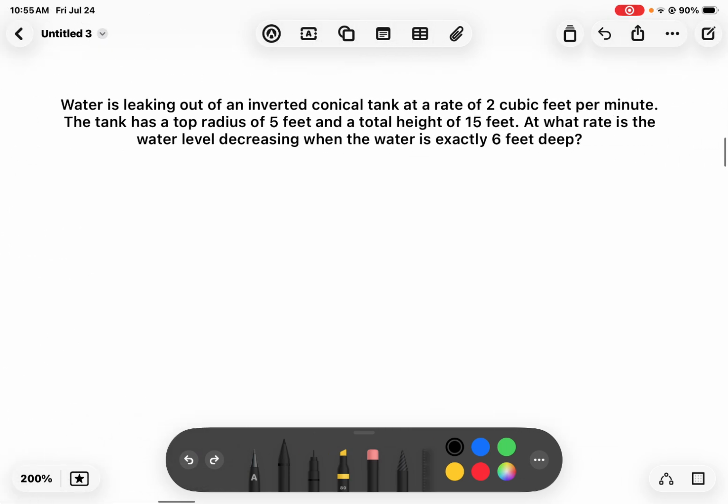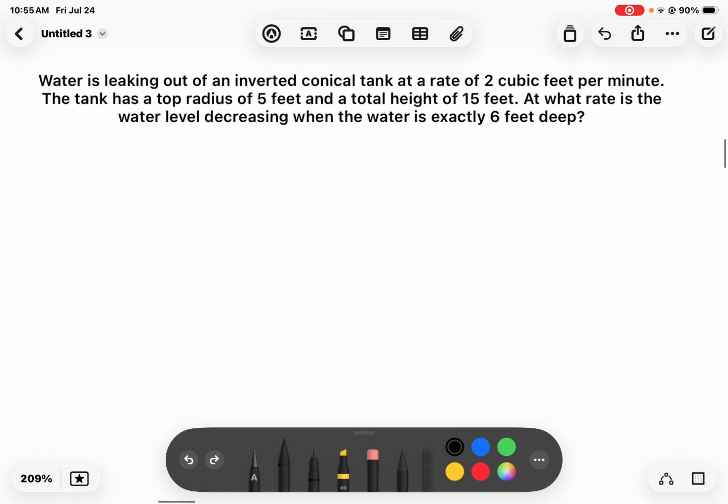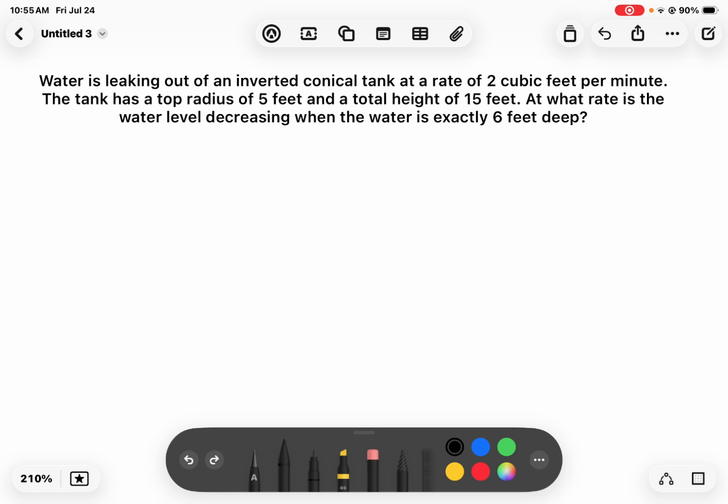This one is slightly more challenging. All right, so here, let's see, what does it say? Water is leaking out of an inverted conical tank at a rate of 2 cubic feet per minute. The tank has a top radius of 5 feet and a total height of 15 feet. At what rate is the water level decreasing when the water is exactly 6 feet deep?